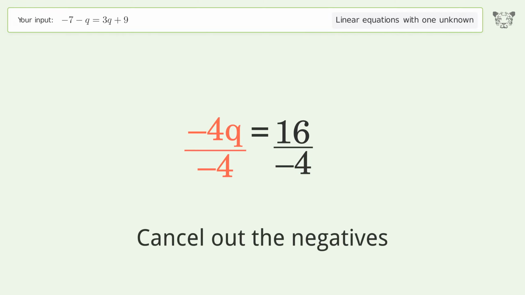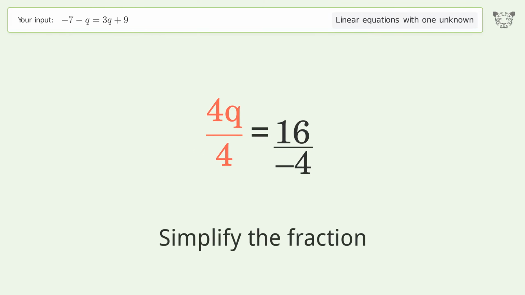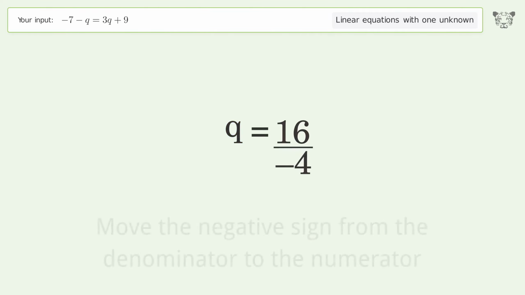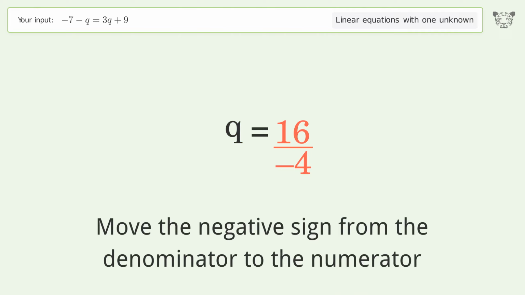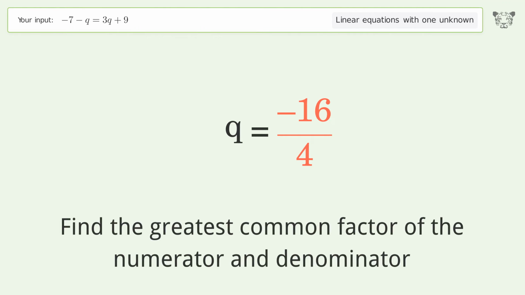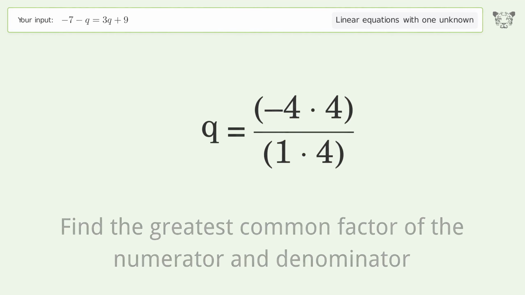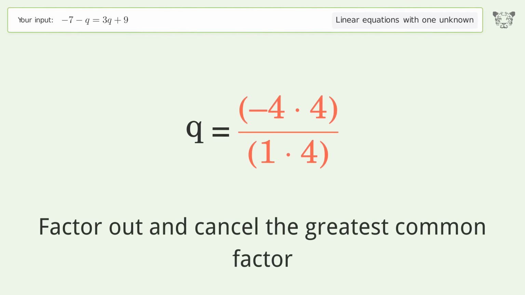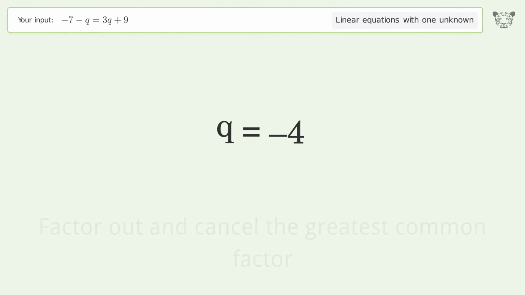Cancel out the negatives. Simplify the fraction. Move the negative sign from the denominator to the numerator. Find the greatest common factor of the numerator and denominator. Factor out and cancel the greatest common factor. And so the final result is q equals -4.